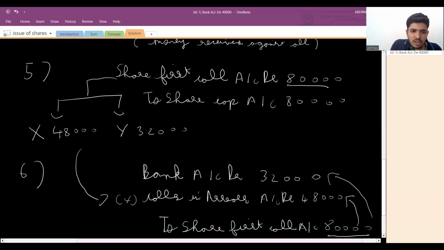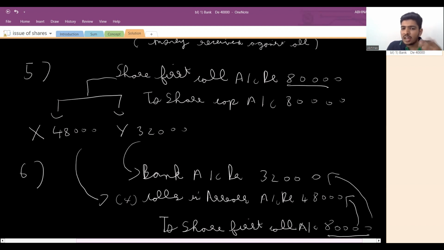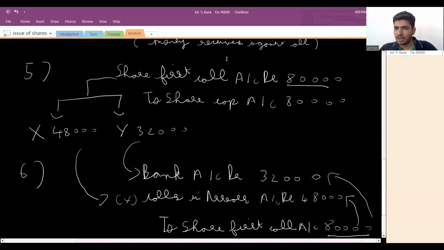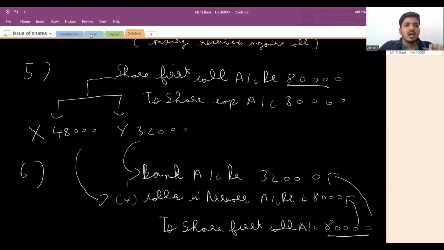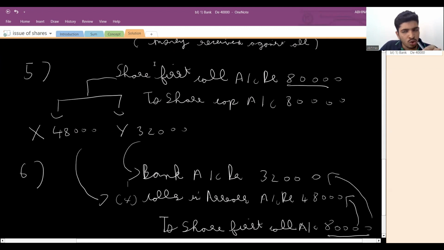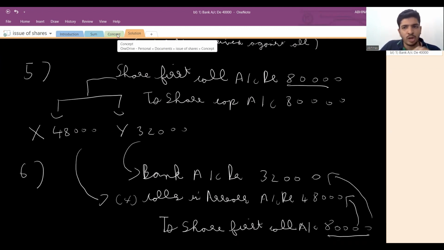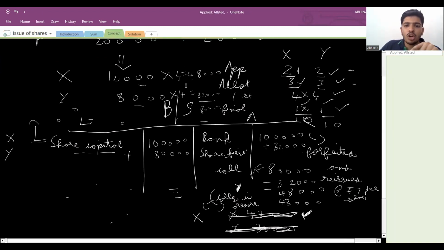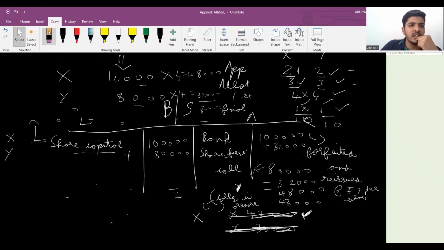This 48,000, the name is shifted to calls in arrears. This 32,000 comes into the bank. That's the net impact, correct? This is where the concept lies. If you understood this point, cool. We don't go through this point again because the next point is also the same thing. But the more clearly you understand in the beginning, the easier it will become for you.